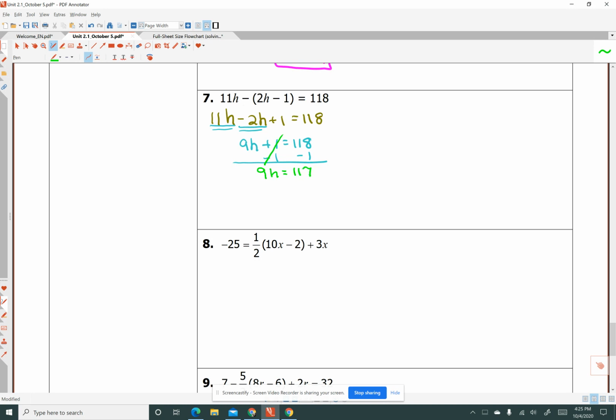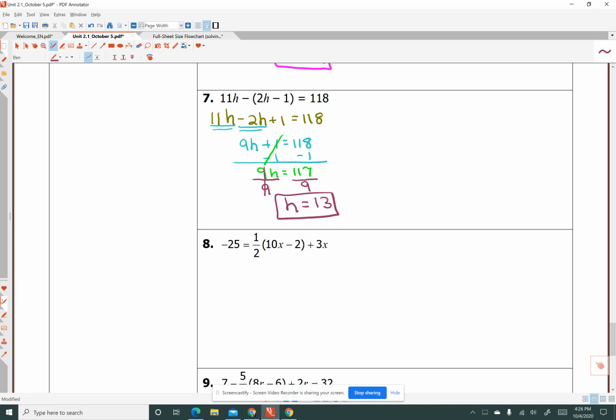117. So what is happening to h? H is being multiplied by 9. The opposite of multiplying by 9 is dividing by 9. Whatever I do to one side of an equation or inequality, I do to the other side. The 9 over 9 make 1 equal 1, so we're left with our 1h equals 117 divided by 9 is 13.